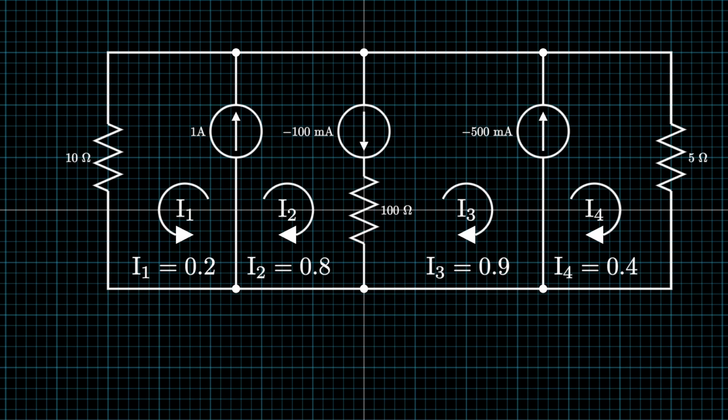On that note, I leave you with this. The voltage drop across the 5 ohm resistor from the current through loop 4 and the voltage drop across the 10 ohm resistor from the current through loop 1 is the same. Think about why that is and leave your answer in the comments below.